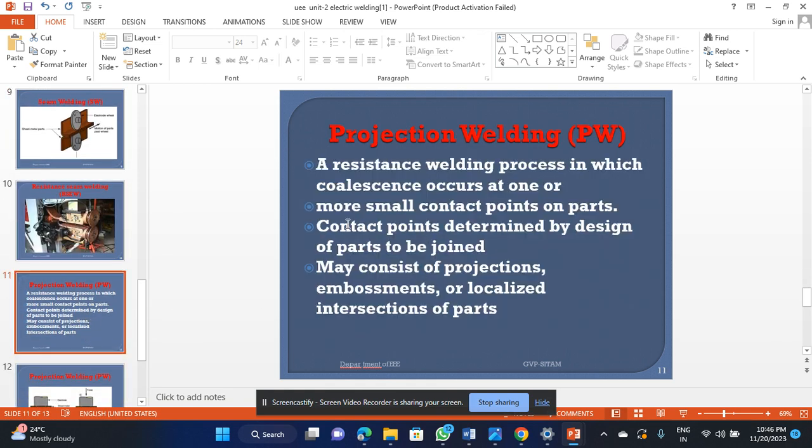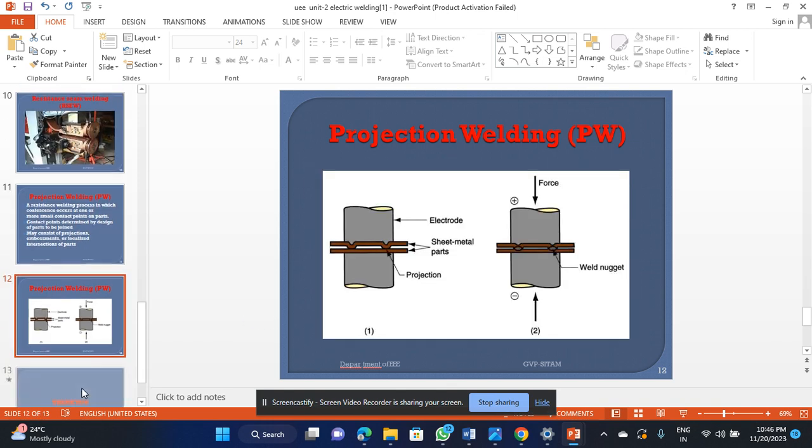Projection welding means what? This is also a type of resistance welding process in which coalescence occurs at one or more small contact points on the parts. The contact points are determined by the design of the parts to be joined. It may consist of projections and localized intersections of the parts. So this is our projection welding.